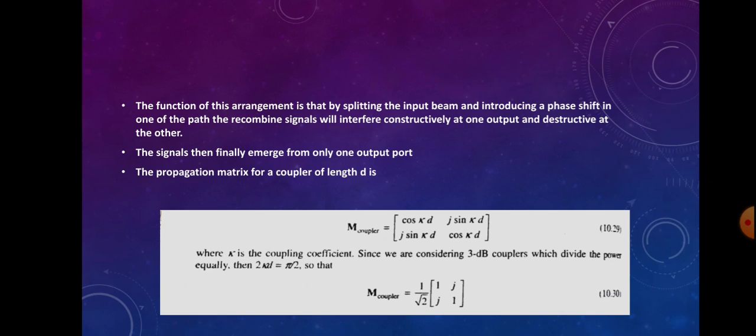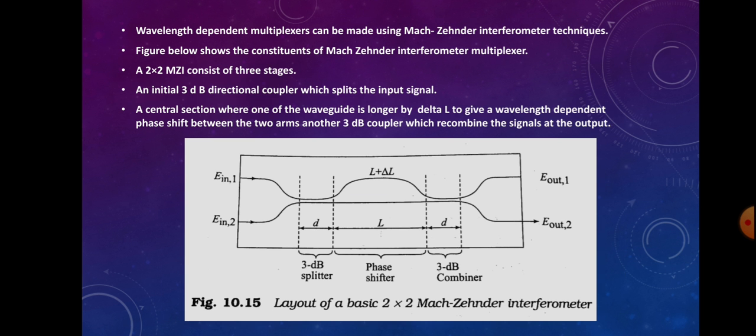The function of this arrangement is that by splitting the input beam and introducing a phase shift in one of the paths, the recombined signal will interfere constructively at one output and destructively at the other. See, here the signals will be combined, and they will be split at the output of this 3 dB splitter and given to two different paths where the path length is different, so that they undergo a phase shift when traveling through this waveguide section, and then again they will be combined by this 3 dB combiner. When they are combined, the phase shifted signals may undergo constructive or destructive interference.